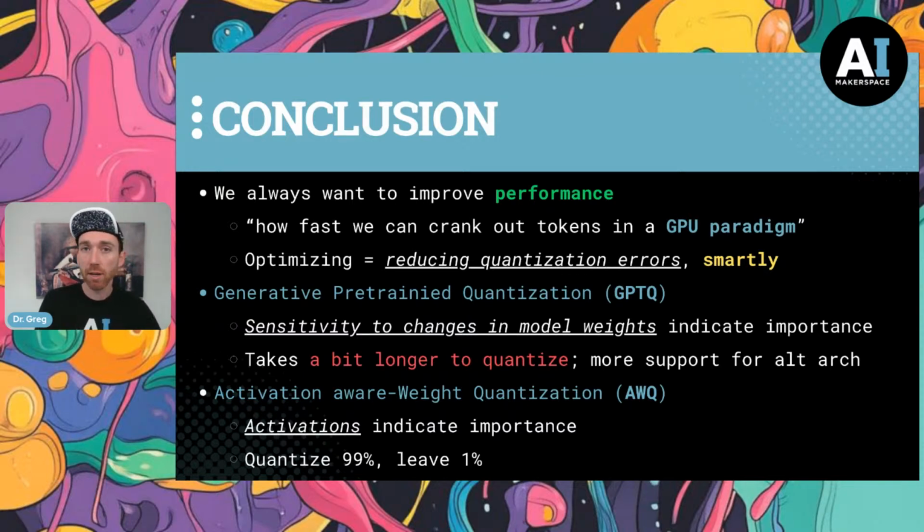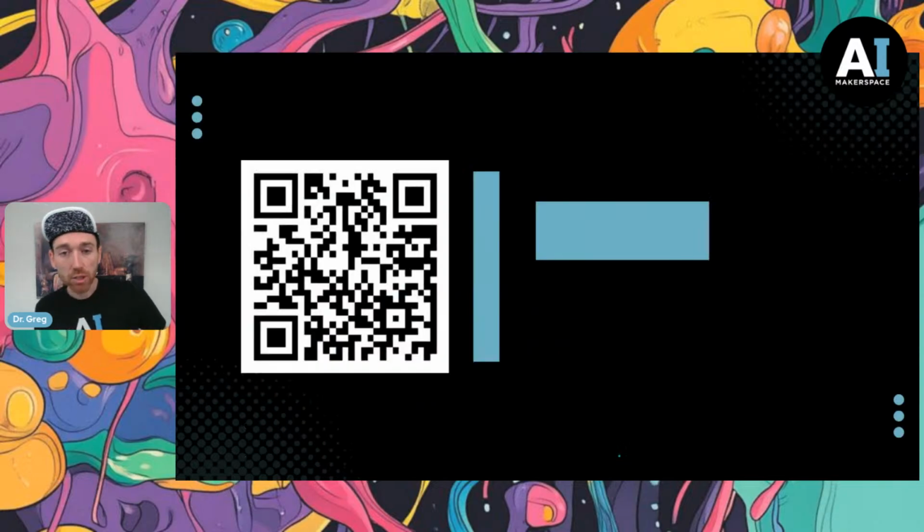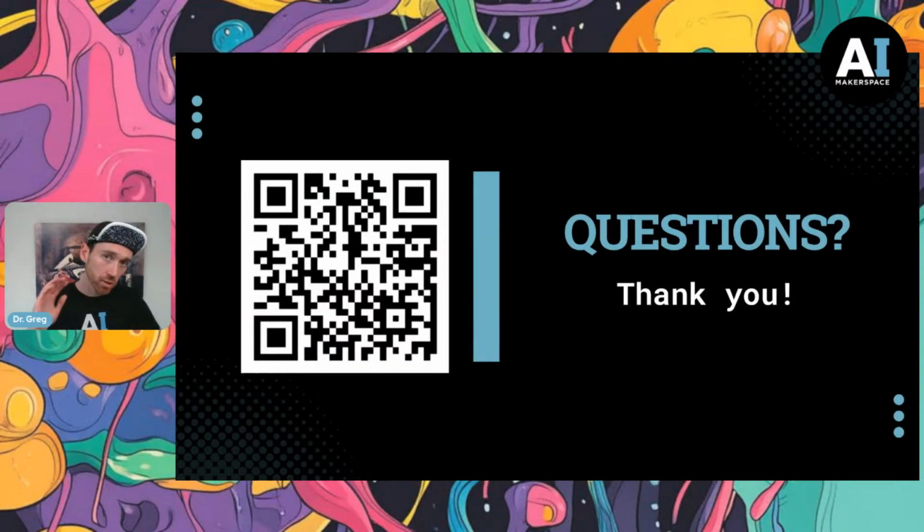In contrast, we have the Activation-aware Weight Quantization, AWQ, that is more and more of a best practice tool that you might pick up, where the activations are the indicator of importance, not the sensitivity calculation. And in that method, we're actually leaving the most important parameters in high precision while quantizing the rest into that lower precision. So if you have questions, please do share them in the Slido and upvote your favorites.